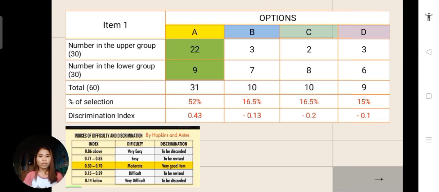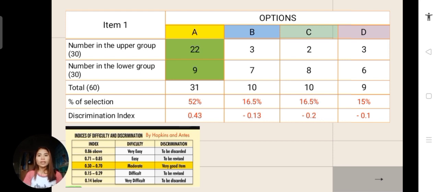index is 0.43. In option B, we have 3 in the upper group and 7 in the lower group, a total of 10, and the percentage of selection among 60 students is 16.5%, and the discrimination index is negative 0.13. In option C, we have 2 in the upper group, 8 in the lower group, and a total of 10, and the percentage of selection or the difficulty index is 16.5%. The discrimination index is negative 0.2. And lastly, in option D, we have 3 in the upper group and 6 in the lower group, a total of 9, and the percentage of selection is 15%, and the discrimination index is negative 0.1.